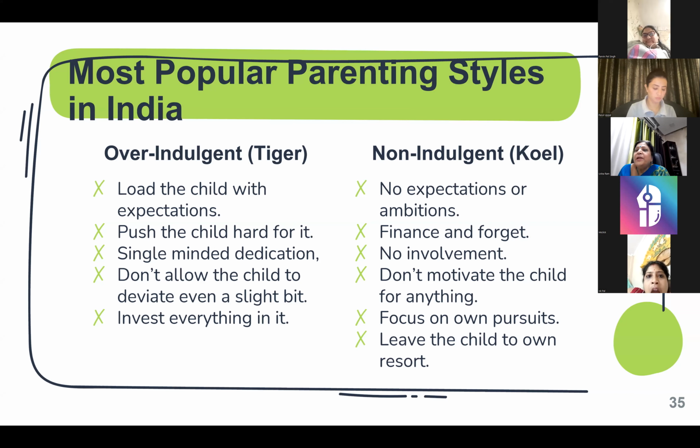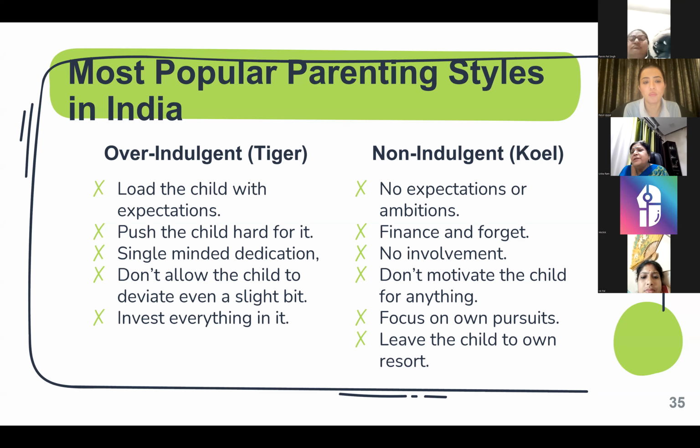Now, the most popular parenting styles in India: overindulgent, call them tiger; non-indulgent, quail. Overindulgent tiger, that is, load the child with expectations. I want this, I was an IITian and I was this, I was that, you have to do that, and then push the child hard for it. Single-minded dedication. Don't allow the child to deviate even a slight bit. Invest everything in it, because your mind is only into your child's growth and nothing else, whether it is good or bad. So that is called overindulgent.